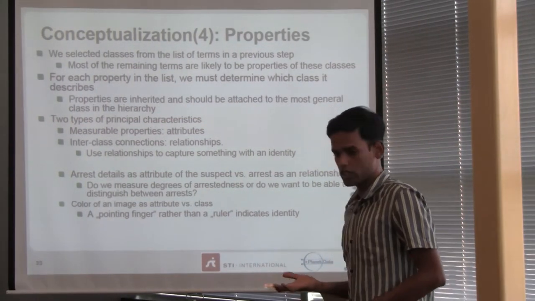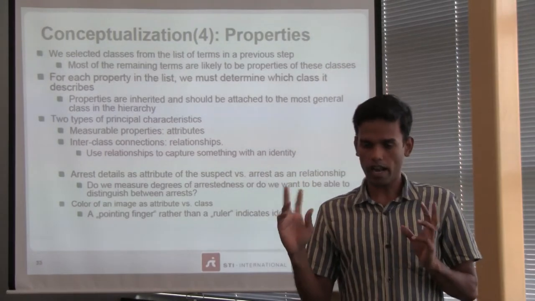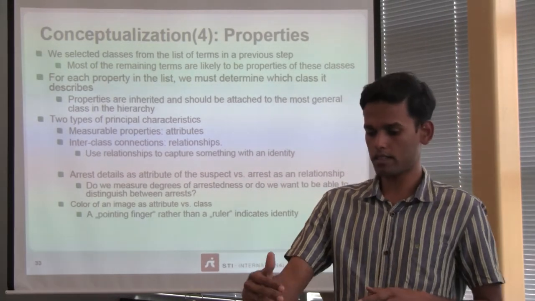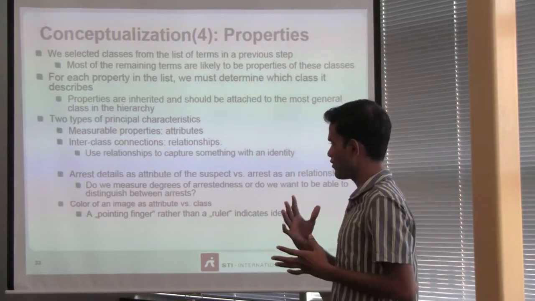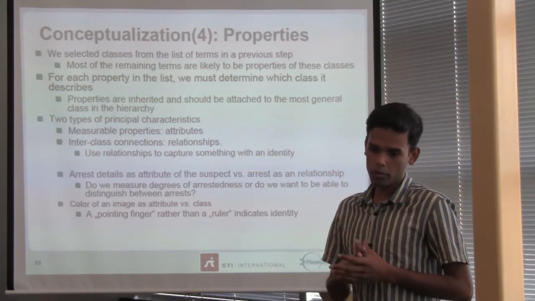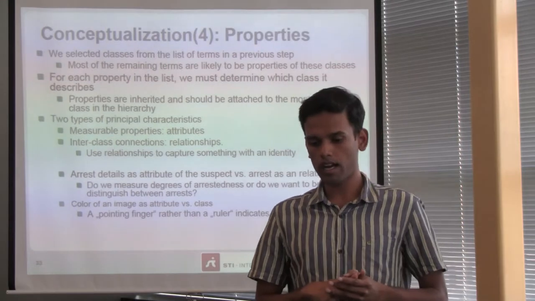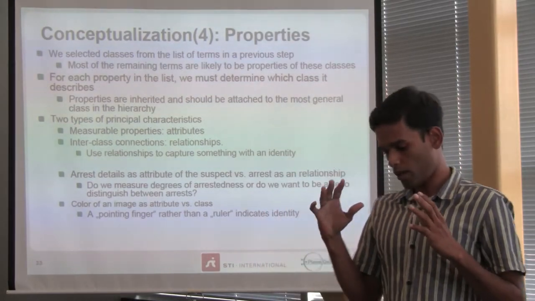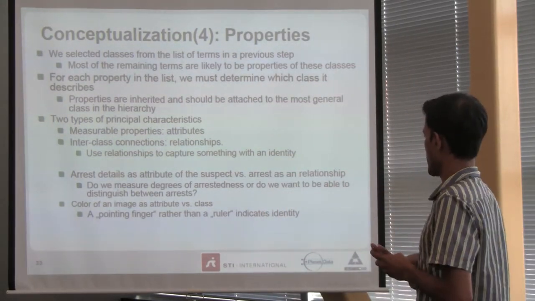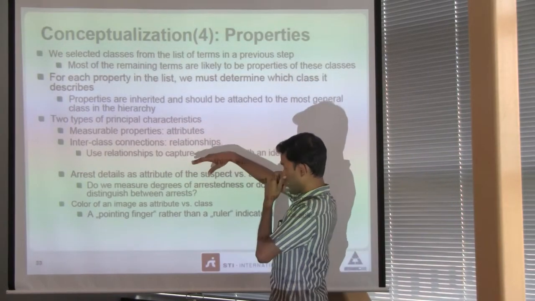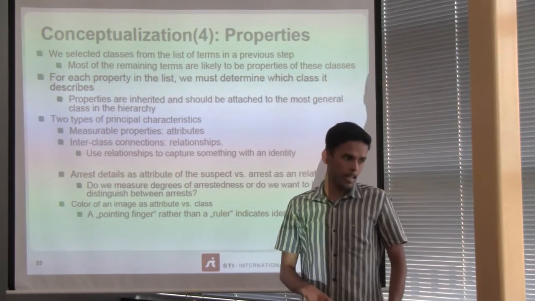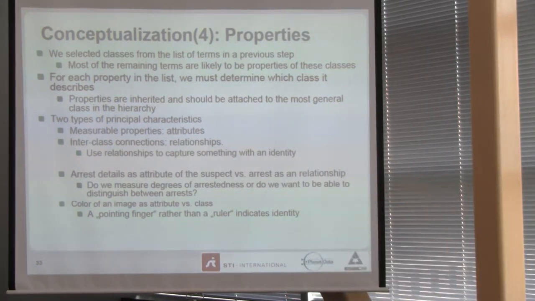So, apart from relationships, there's something called attributes, right? You can define relationships and attributes as properties. The difference between relationships and attributes is, let's say I'm trying to model a person, and a person has a birth date, right? So I can define that like this.